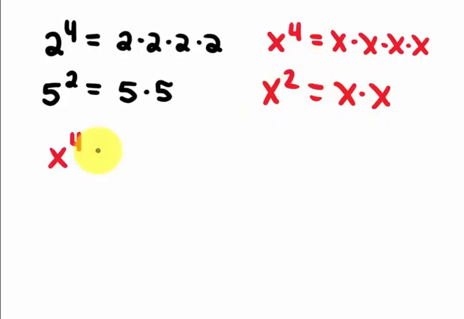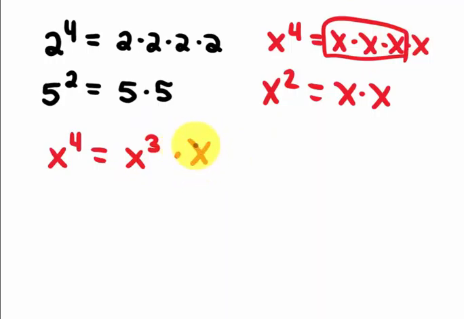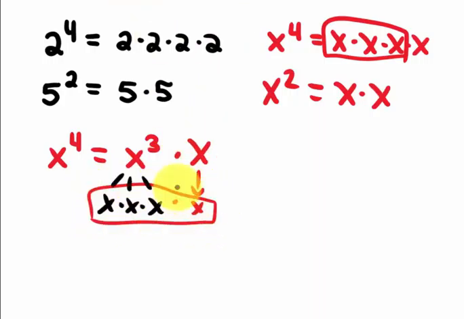We could even rewrite x to the 4th another way. Like, I could actually write that as x times x times x, which is x cubed, times another x. Because after all, x cubed is x times x times x, and then times another x, that's x times x times x times x, which is x to the 4th. It's the same thing. So when you're multiplying powers with the same base, you can just add their exponents.